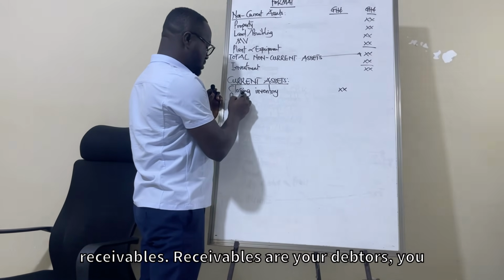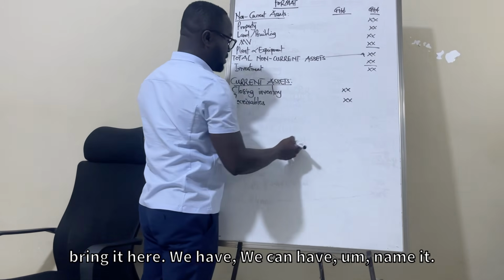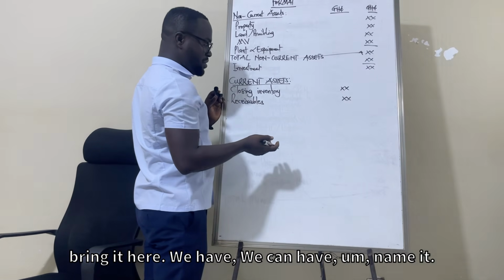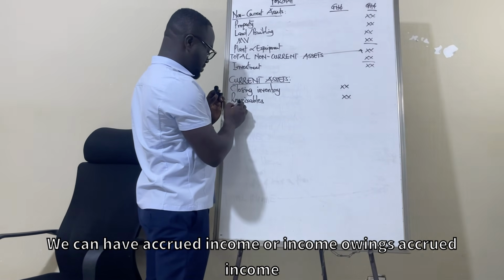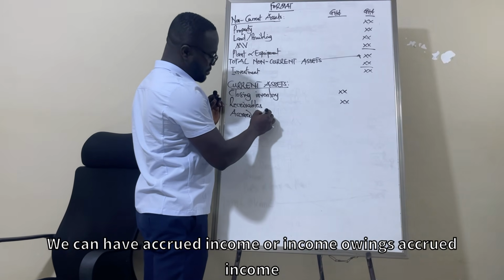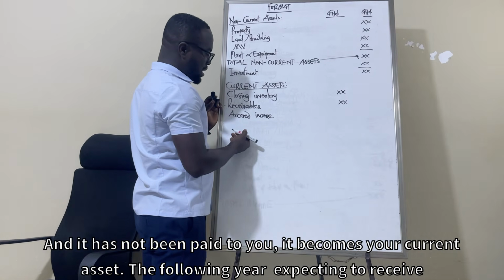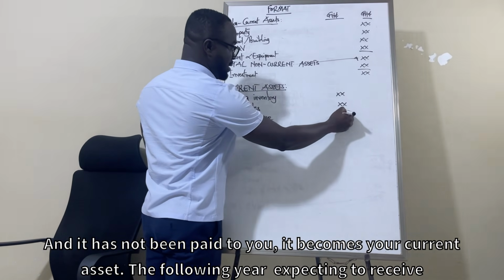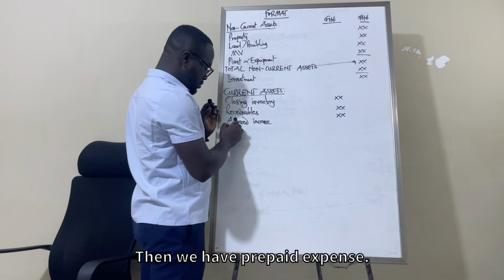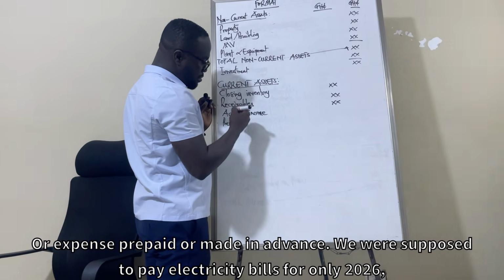We have receivables. Receivables are your debtors. You bring it here. We can have accrued income or income owing. Accrued income. You were expecting to receive some income and it has not been paid to you. It becomes your current asset. The following year you'll be expecting to receive it. Then we have prepaid expense, or expense prepaid or made in advance.